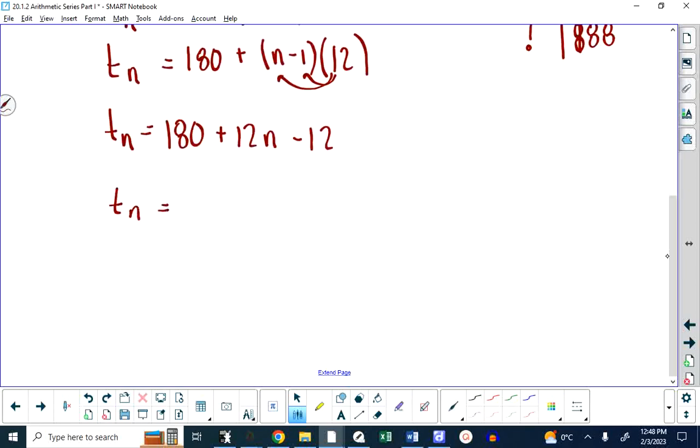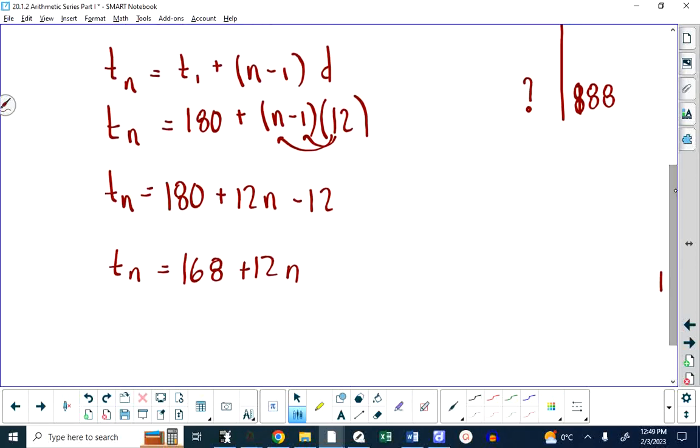So I get tn equals 180 minus 12, I think is 168, but you can check my arithmetic there. Pretty sure. So if we take 168 and we got to put in the 888 first, right? We got to put in the 888. And we can solve that. So whatever 888 minus 168 is, which is 720, 720 divided by 12 is, I want to say 60. It is? So 60, there are 60 multiples of 12 in there.